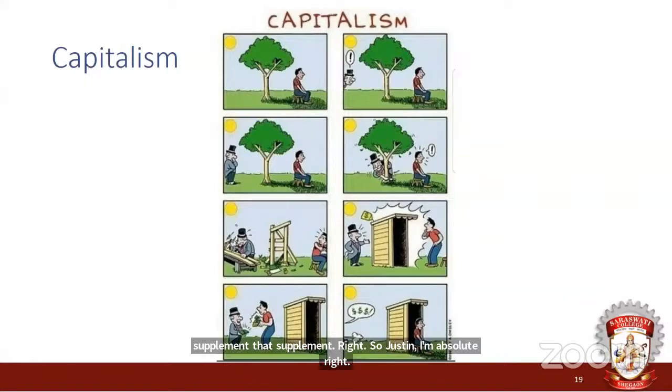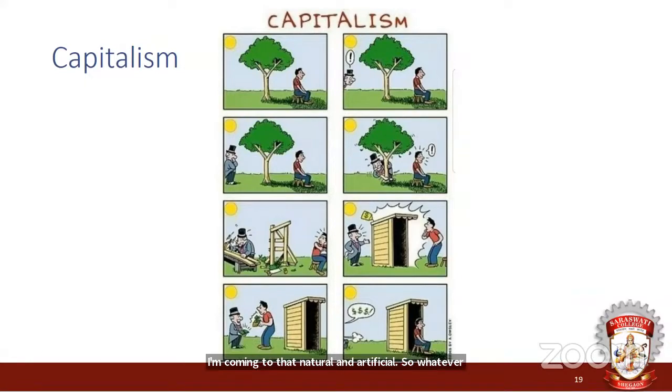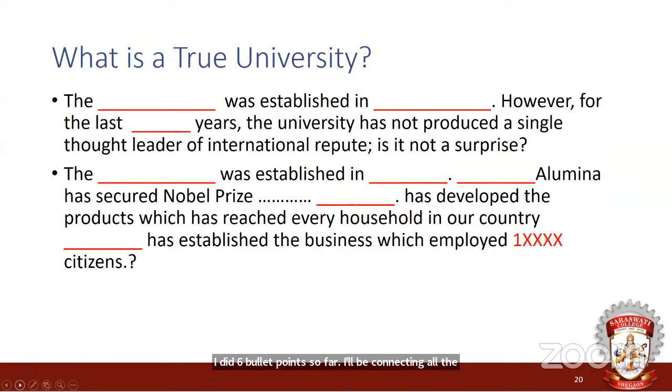So whatever the natural things were available, he used to consume those only. Whatever we used to produce in our farm, he used to consume that. Okay, so I'll present a few pictures. So keep this in mind. Again, there's another dot. I have added 6 bullet points so far. I'll be connecting all the bullet points at the end.